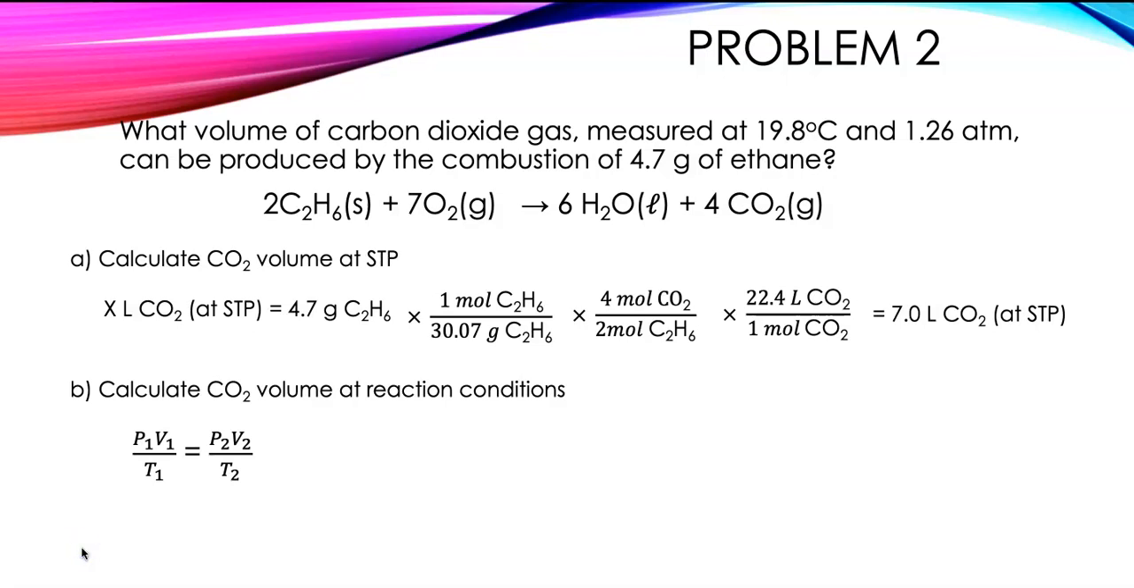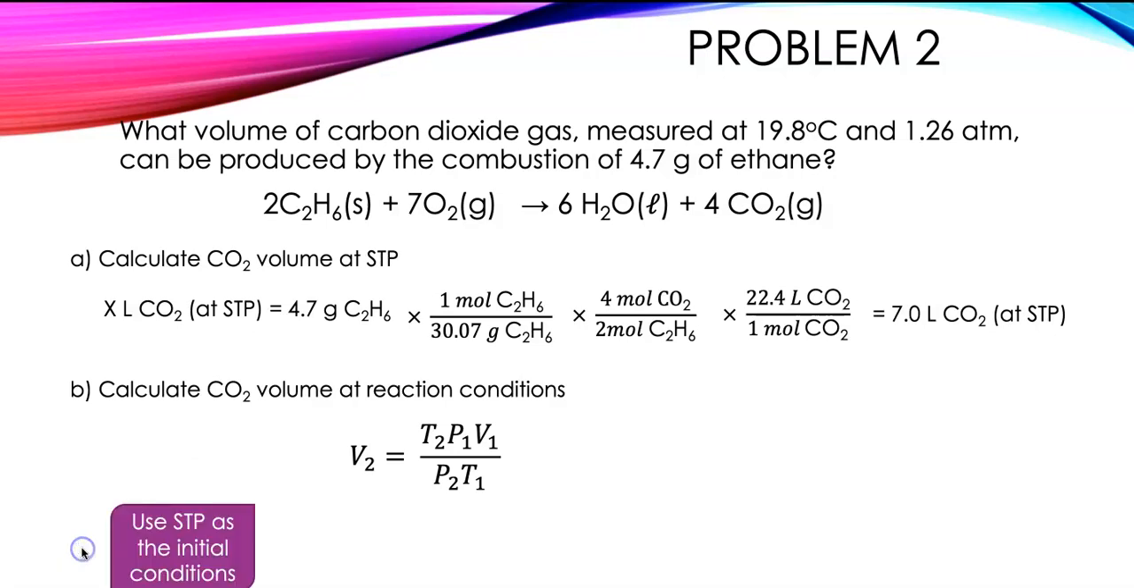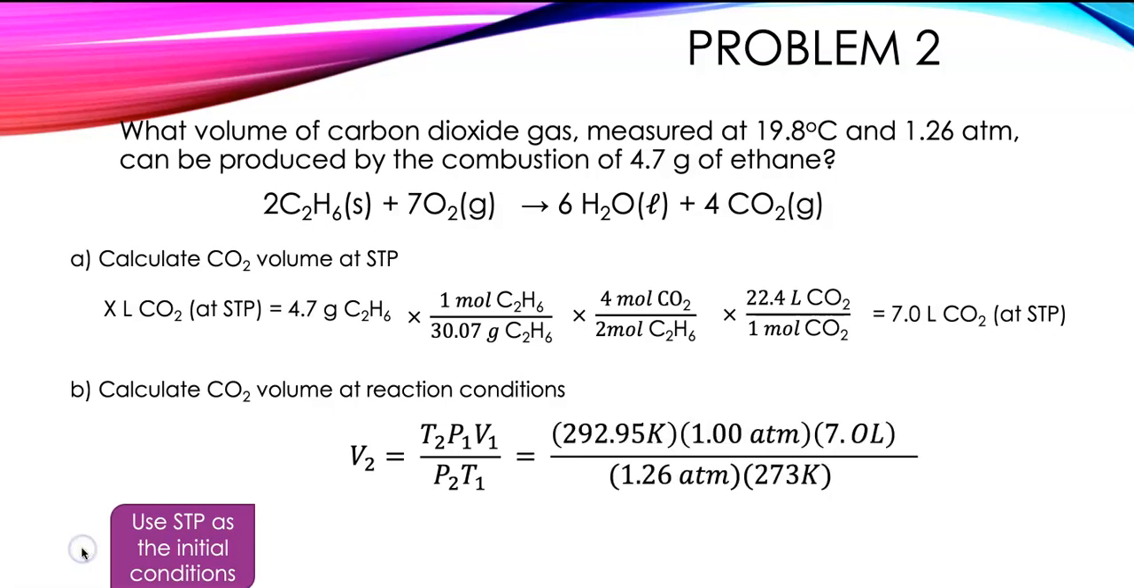So I'm going to set it up and solve for V2. So really what I'm going to do is set it up so that STP is my initial conditions and the second set of conditions are what I'm solving for. So I'm solving for V2 here, and I can substitute everything in, and I get an answer of 6.0 liters. If I did it by solving for the moles of CO2 and then using the ideal gas law, I also get 6.0 liters. So it's very convergent here, which is good. That's what we expect.